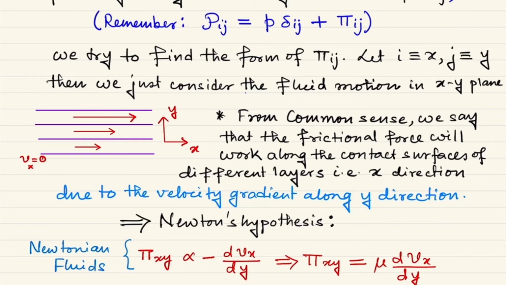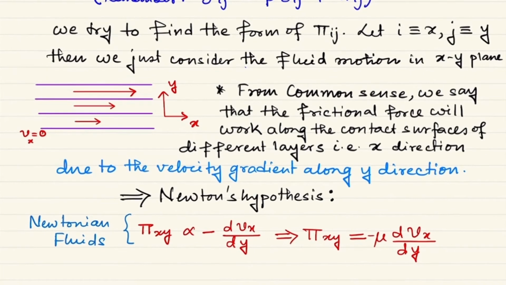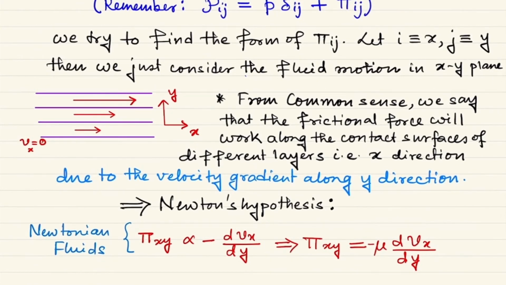And then you can say pi xy is equal to mu times dvx dy. There should be a minus sign in general. I don't know why I did not put that. There should be a minus sign. Okay, that is reasonable. Yeah. Okay. And if for a fluid this is true, so of course we said that this comes from common sense.